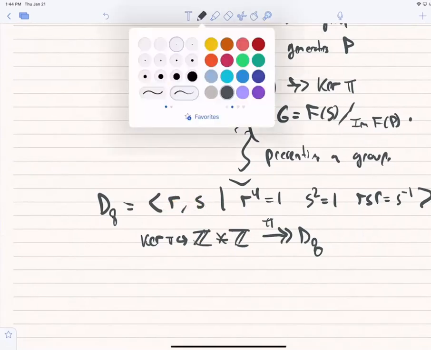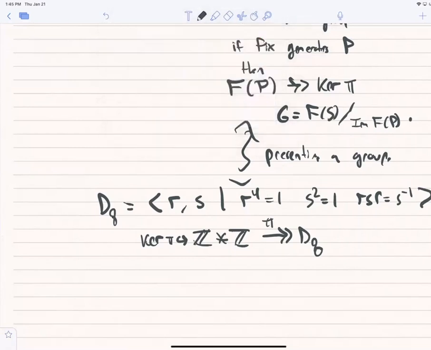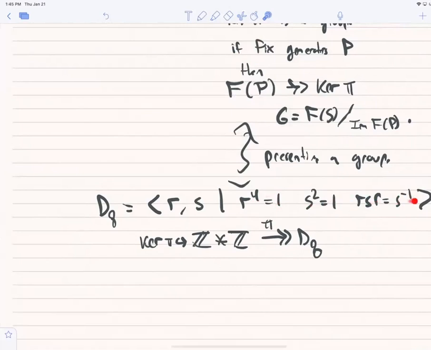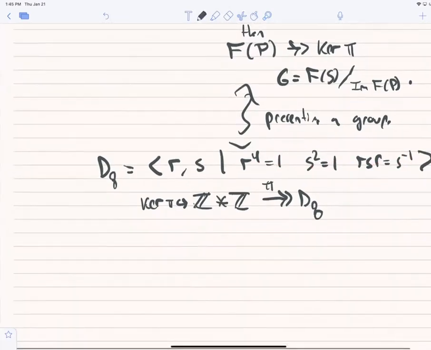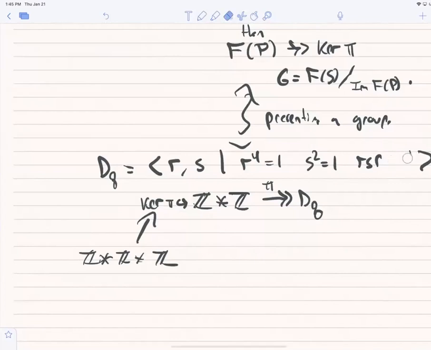And then the second part is telling you generators for the kernel of this map. So the second part is telling you that you get a map from Z star Z star Z going to here. So these relations are three things that have to be 0. Another way to say this last one is RS is equal to 1.